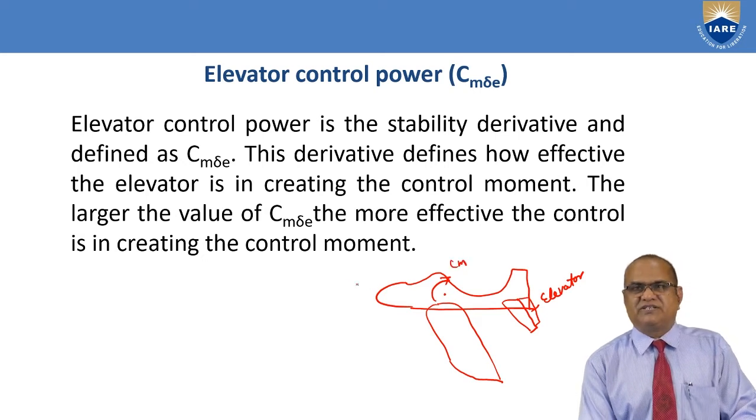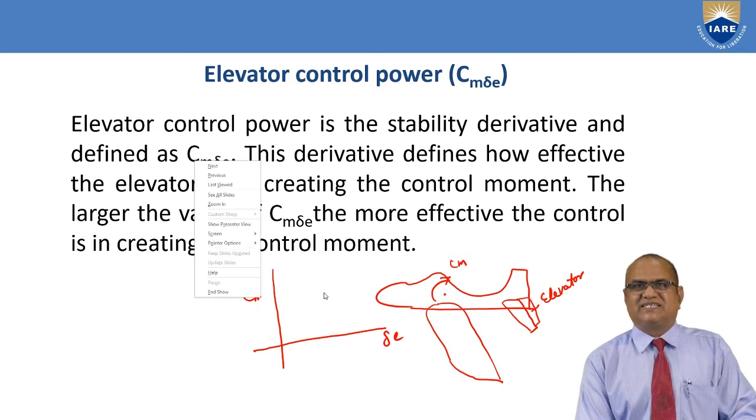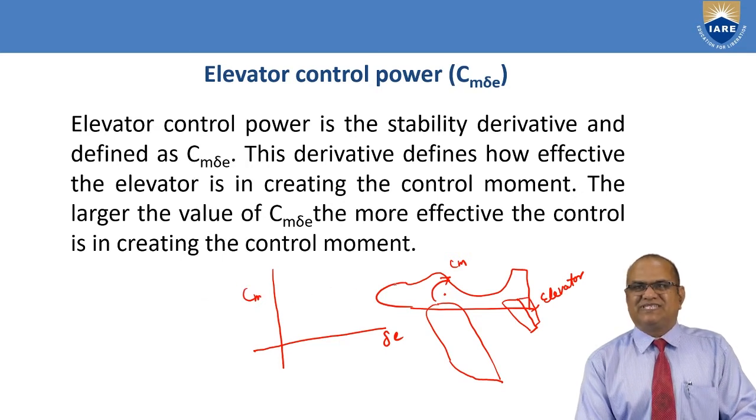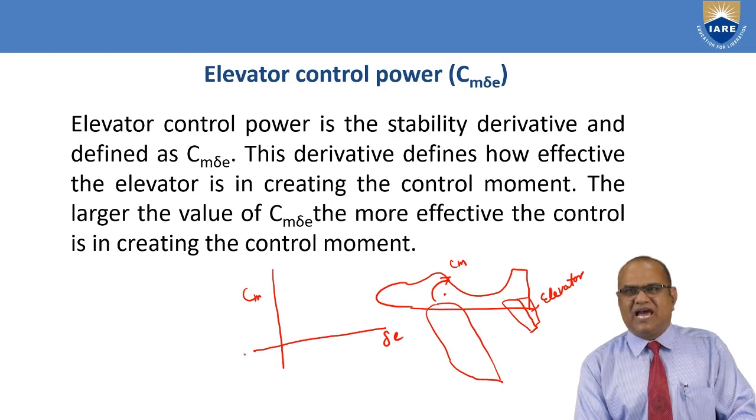So if we plot, this is the delta E and this is the Cm. So you can see that as you deflect this angle, assume it is a plus or minus. If it is downward, it is a plus. If it is upward, it is a minus. So as per that, if it is a minus, it is here. If it is a plus, like this: 0, 1, 2, 3, 4, minus 1, minus 2.